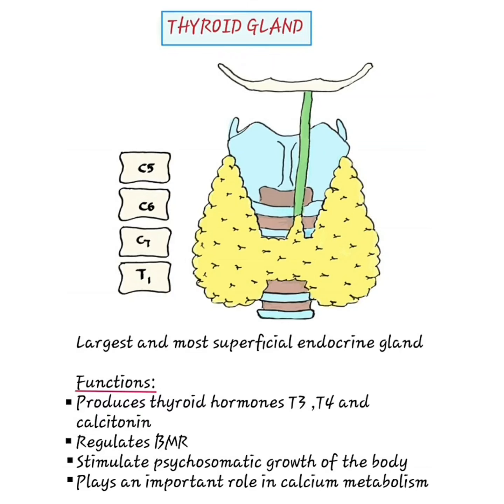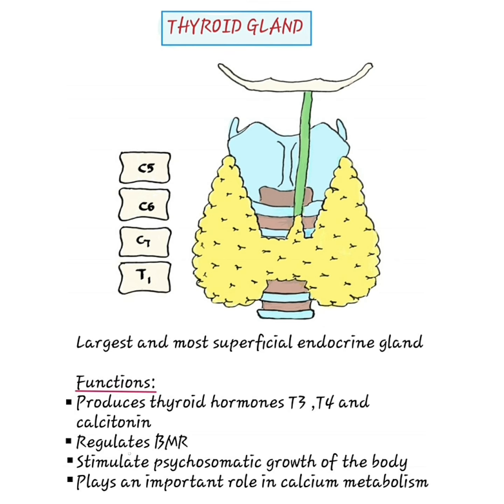In this video we are going to see about thyroid gland. It is the largest and most superficial endocrine gland. Functions. It produces thyroid hormones T3, T4, triiodothyronine, tetraiodothyronine, and calcitonin.